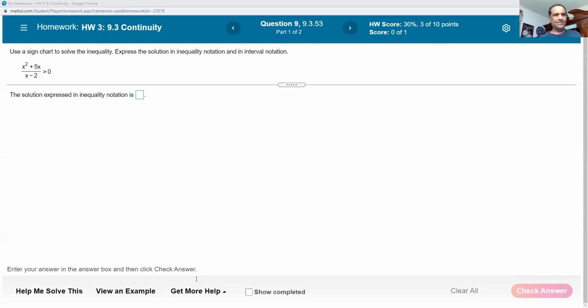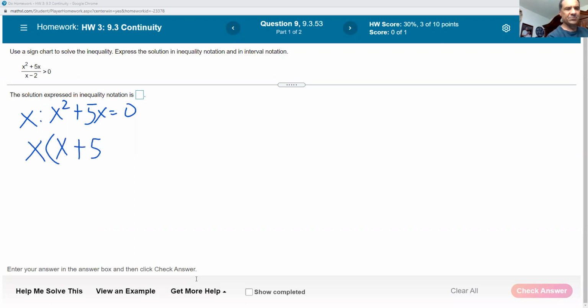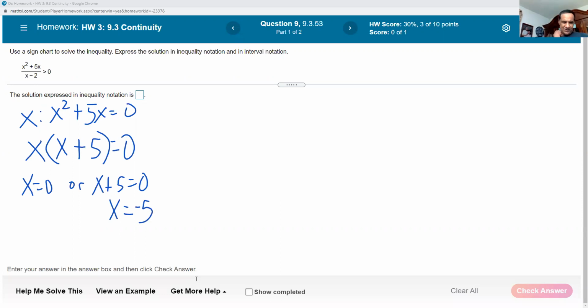First stage is we need to find x that makes the numerator 0. In order to do that, we factor the expression because it's a quadratic with a 5x. We'll find out from this process that x can be 0 or x plus 5 is 0. So x equals -5. So now we have found two of the so-called critical values.